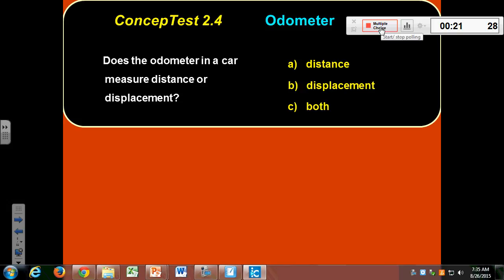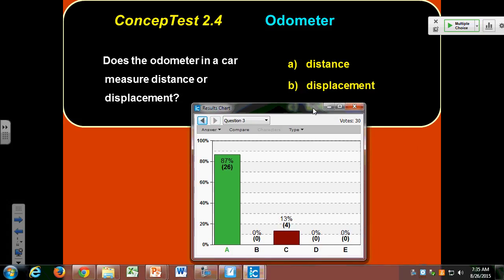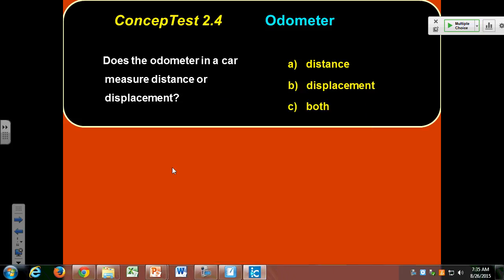Stop at 25, 25. Okay, A is the right answer. If it were to measure displacement, it would include the direction. So it doesn't do both. No, I've never seen an odometer that includes direction.